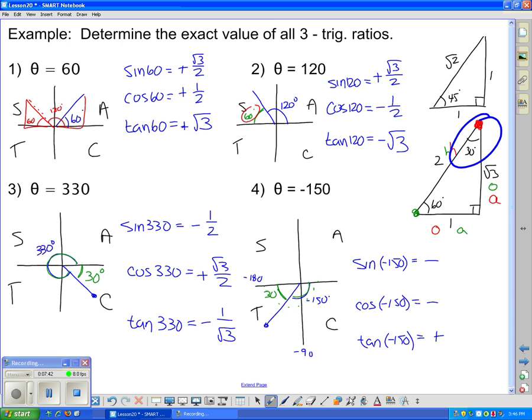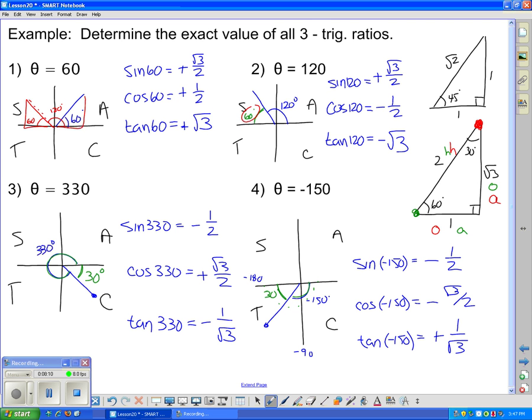So sine of negative 150. Sine is opposite over hypotenuse. So it'll be negative 1/2. Cos of negative 150, adjacent over hypotenuse. Root 3 over 2. Tan of negative 150. And again, you can check the calculator. It'll be positive 1 over root 3. All right. So there are all 3 trig ratios for a given angle.